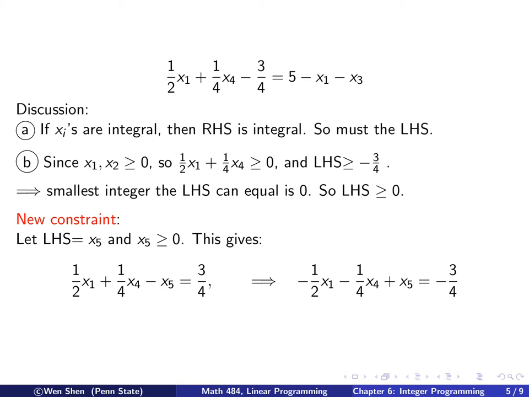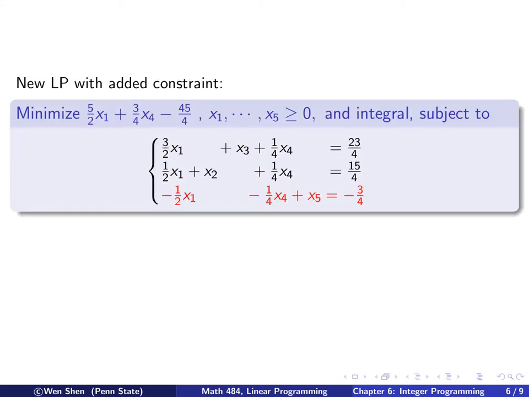And now I can multiply this by negative 1 on both sides to get a positive 1 in front of x5, so this can become a basic variable, okay? And that's what I get by changing all the signs. Okay, so in the end, this is the constraint we will add to the problem.